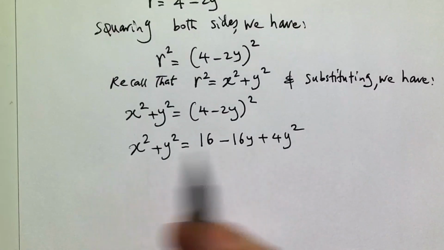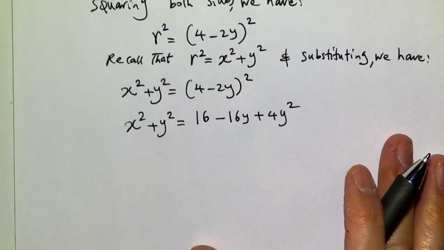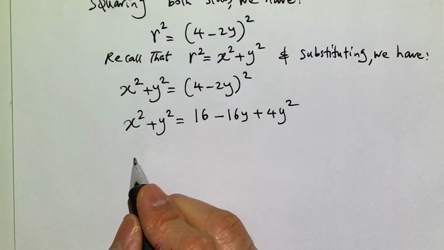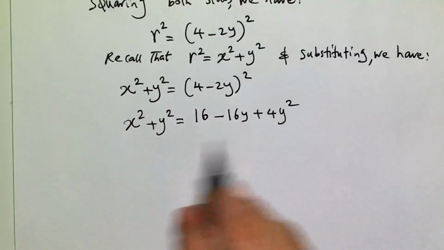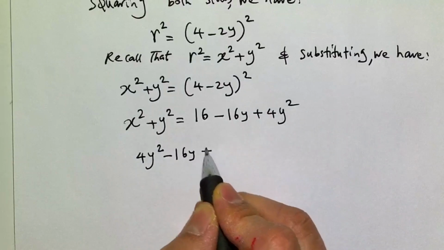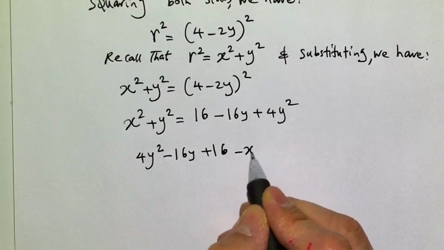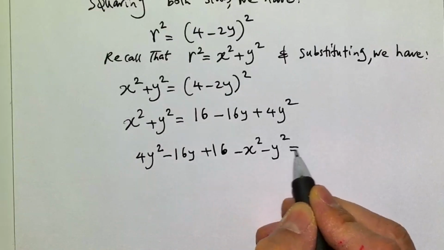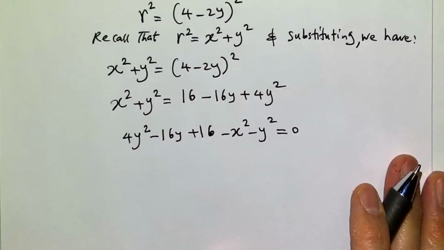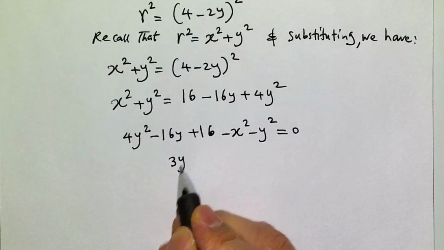So how do we want, let's move everything in this case to one side. I'm just going to move these two terms to that side. So 4y squared minus 16y plus 16 stay as they are, and then minus x squared minus y squared equals 0. If we simplify this, 4y squared minus that, we get 3y squared.